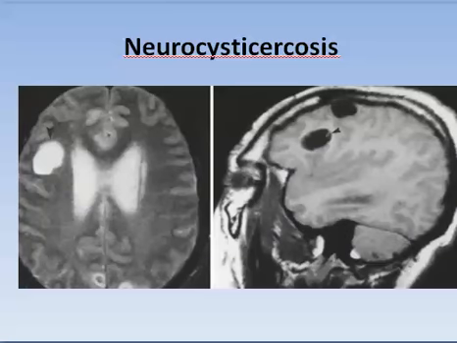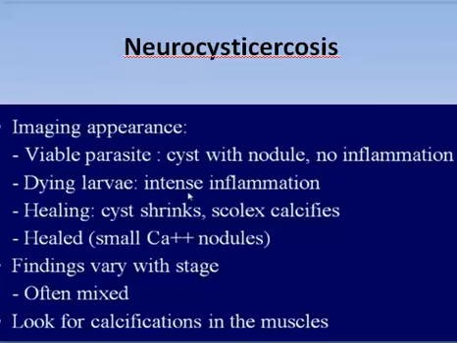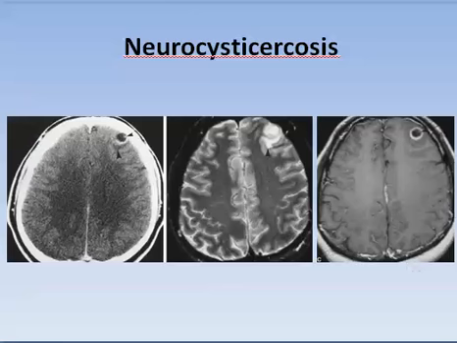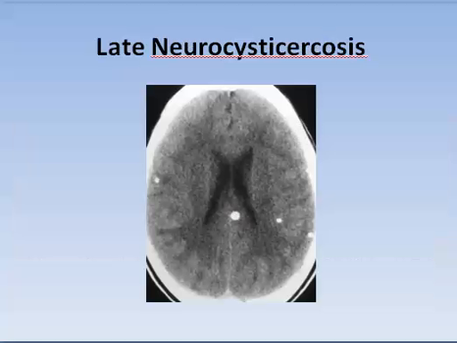Findings vary with age. For example, neurocysticercosis is seen as typical cysts. Neurocysticercosis shows variable cysts with nodule and no inflammation, and as we said, the dying larva with intense reaction, healing with shrinkage, and healed with calcification, according to the stage. Neurocysticercosis with well-defined small cysts. Multiple late neurocysticercosis with calcification.